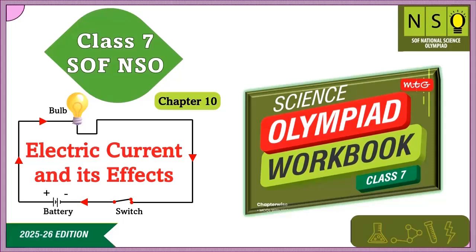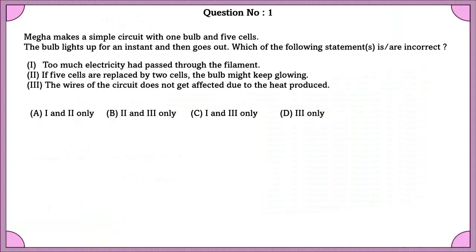Class 7 SOF NSO Electric Currents and its Effects. Question number 1. Mega makes a simple circuit with one bulb and 5 cells. The bulb lights up for an instant and then goes out. Which of the following statements is or are incorrect?